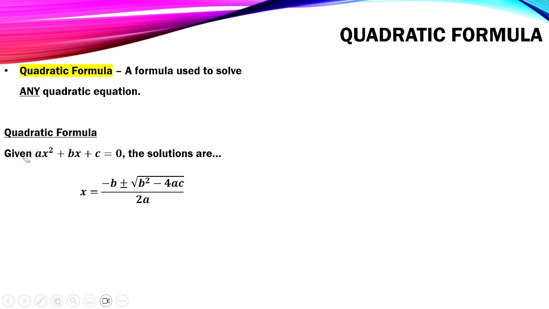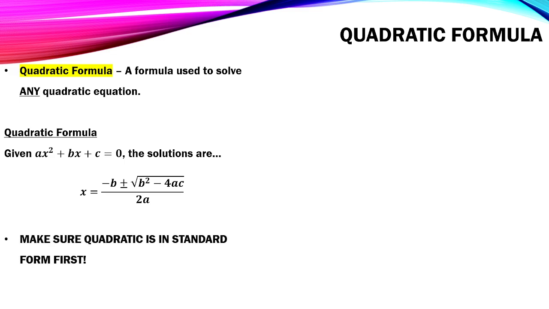So again, very, very important. You really got to make sure that your quadratic is in standard form first. So just make sure everything is on one side, the other side is equal to 0, and that's when you should use your quadratic formula. This is super duper important. A lot of students always forget to put it in standard form first, and they get some really wacky answers. So just make sure it's in standard form.